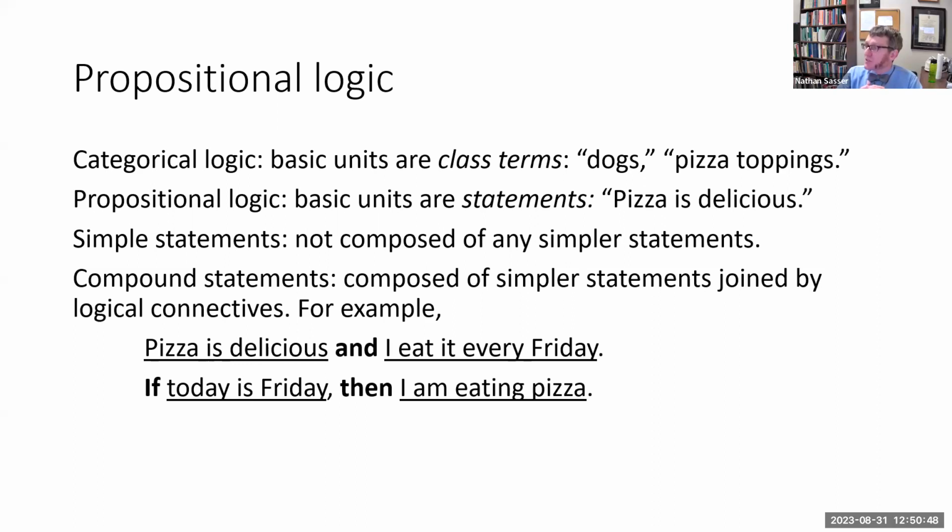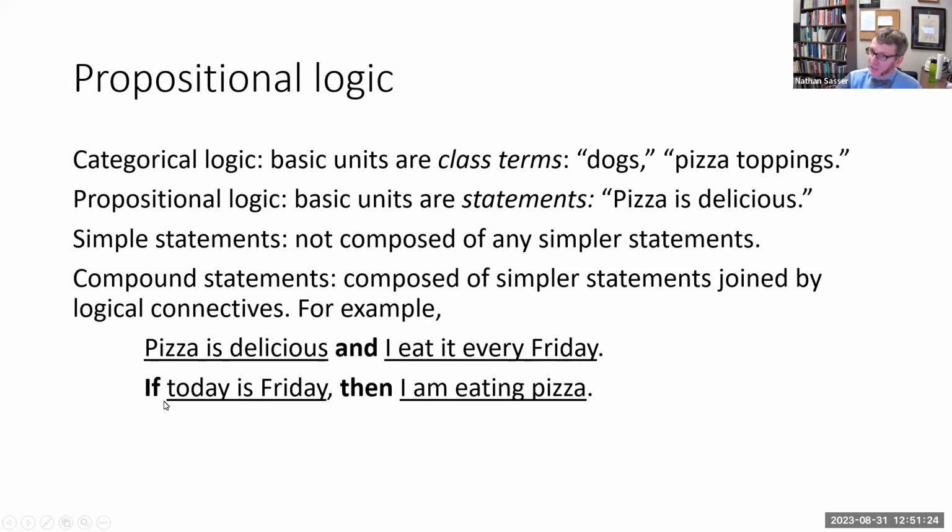And these statements can be simple statements or compound statements. Simple statements are not composed of any simpler statements, like pizza is delicious, as an example. Compound statements are composed of simpler statements that are joined together by logical connectives. So for example, if I say pizza is delicious and I eat it every Friday, that's a compound statement. It's got two simple statements: pizza is delicious and I eat it every Friday. They've both got subject and verb, and they're joined together by and, which is a logical connective.